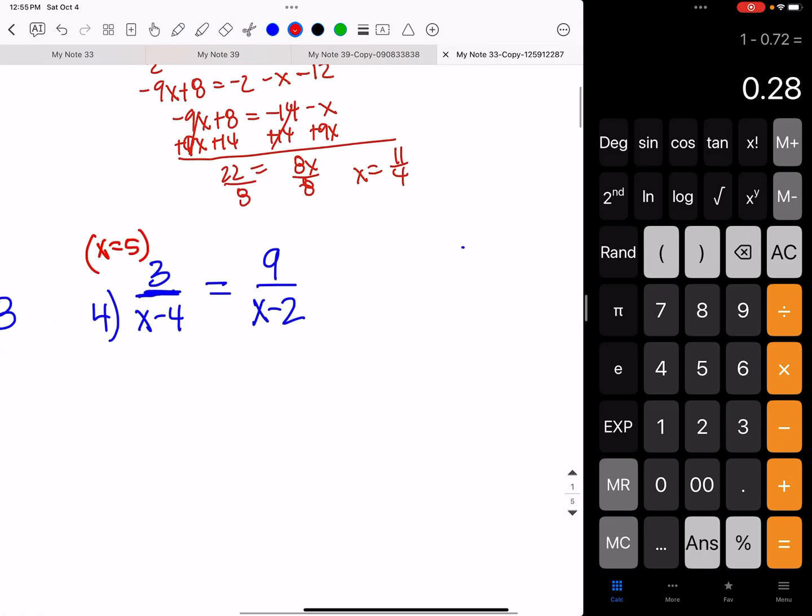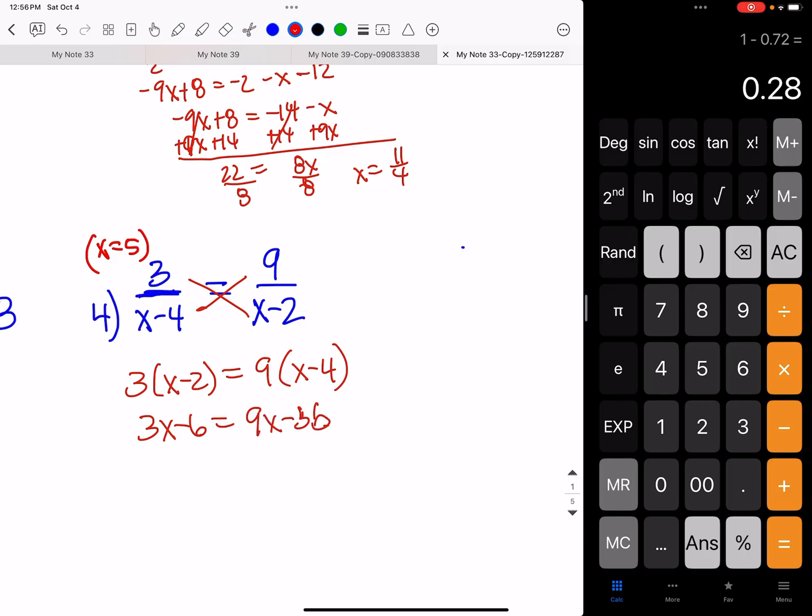Okay, this last one, cross multiply. 3 times x minus 2 equals 9 times x minus 4. Let's go, 3x minus 6 equals 9x minus 36. Let's minus 3x and plus 36, plus 36. 6x equals 30, divided by 6. X equals 5.